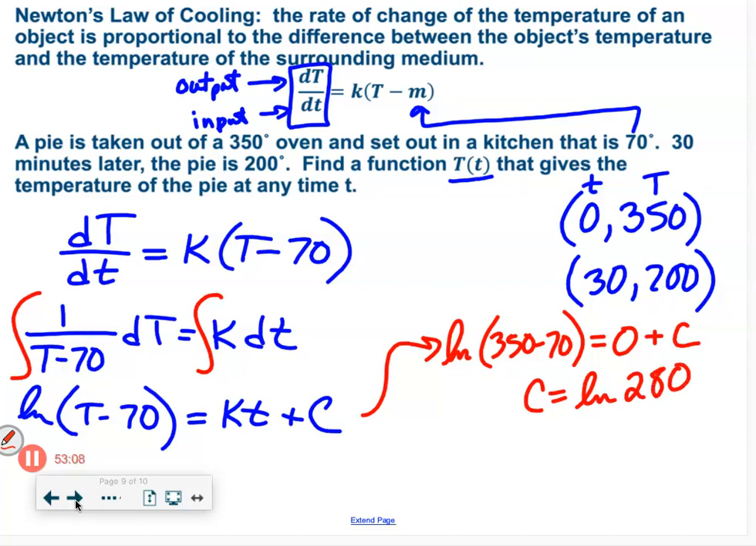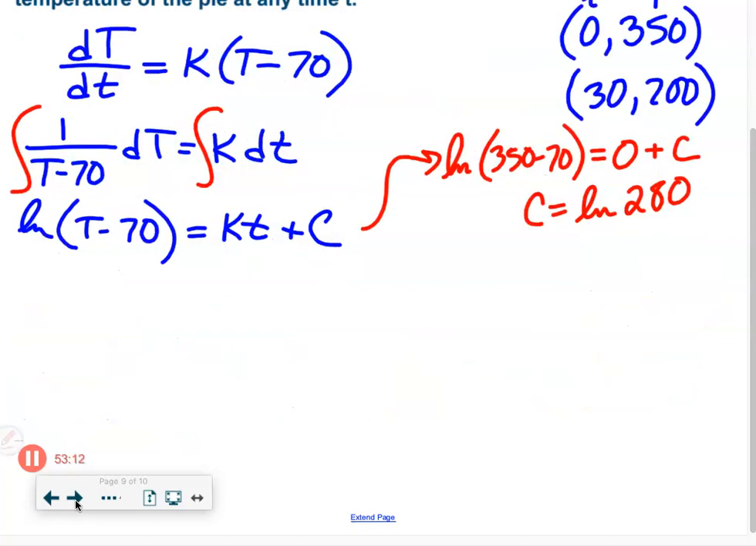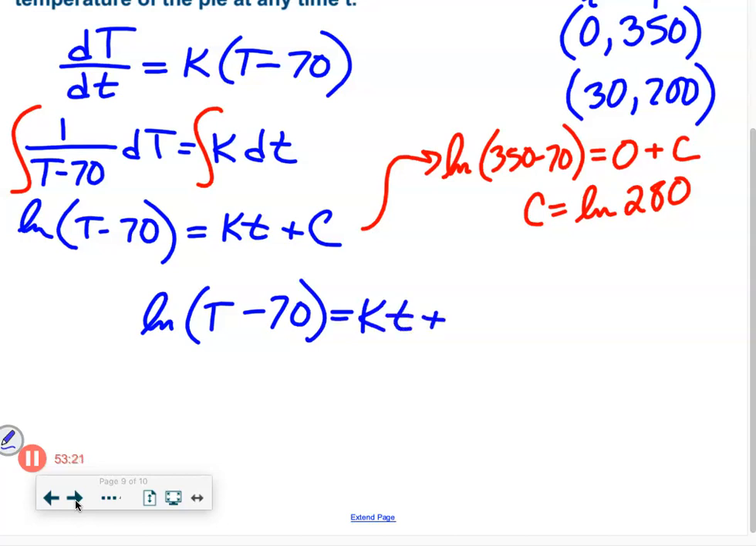Get that? Good. So now we rewrite our function. So we have ln of t minus 70 equals kt plus ln of 280. All right. So now we need to find k. So you're going to have to plug in your other point. Go ahead and plug in the other point and see if you can solve for k.